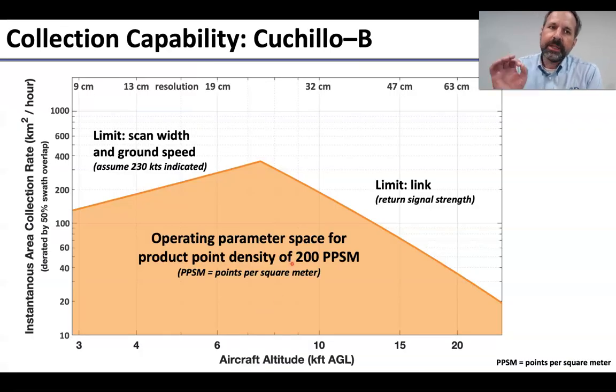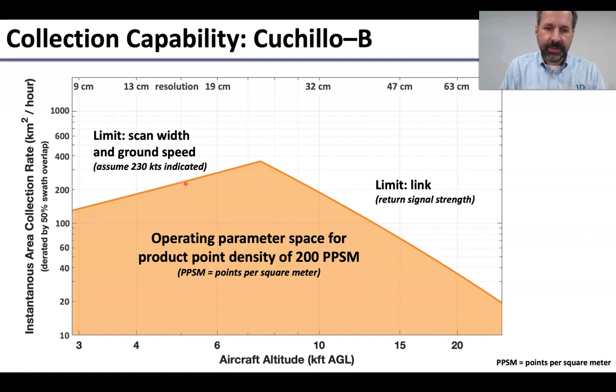Let me talk a little bit about the collection capability of this system. What we're plotting here is the instantaneous area collection rate. So if we're out mapping, just running down a swath, how fast can we scoop up imagery? In square kilometers per hour, and I've put it on a log scale because we like straight lines. And we're plotting that as a function of the aircraft altitude.